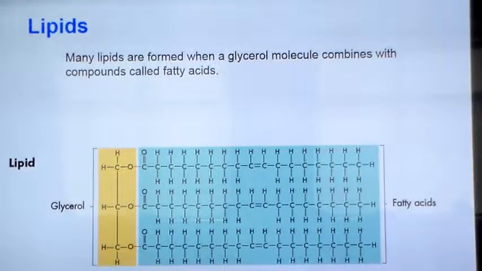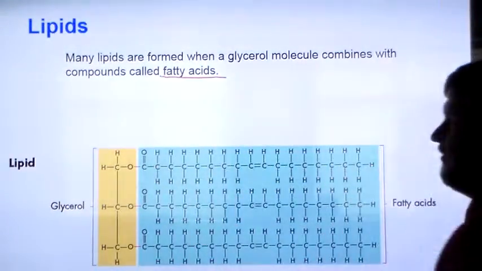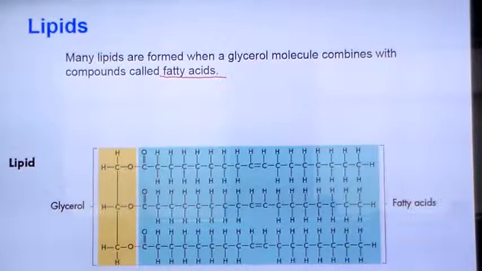Lipids are usually these huge molecules made up of a whole bunch of carbons and hydrogens and oxygens. They're always very, very big. The basic building block, though, of lipids are fatty acids. Eat too many lipids, you're going to get a fatty acid. That's a good way to remember it, okay?